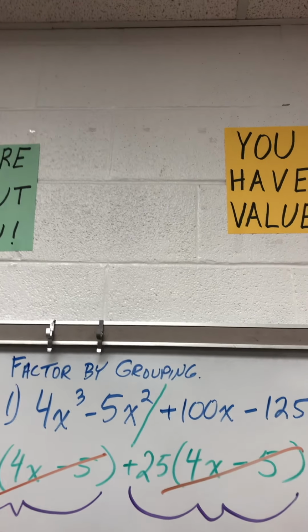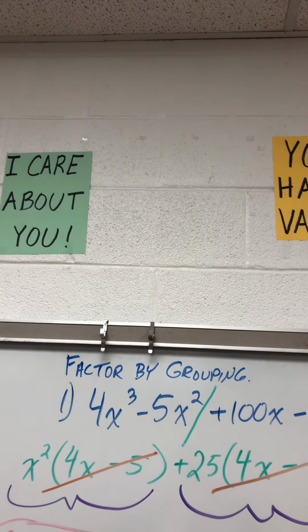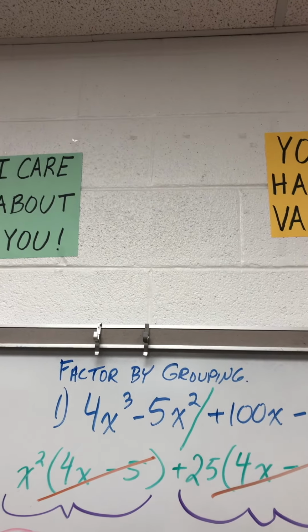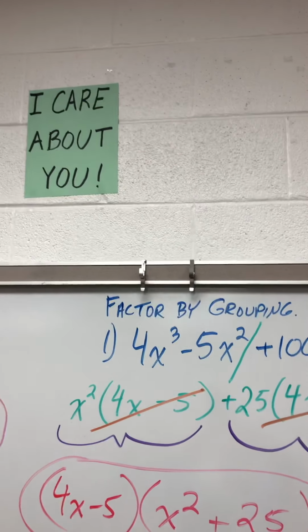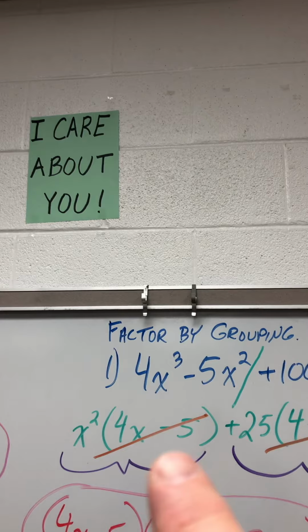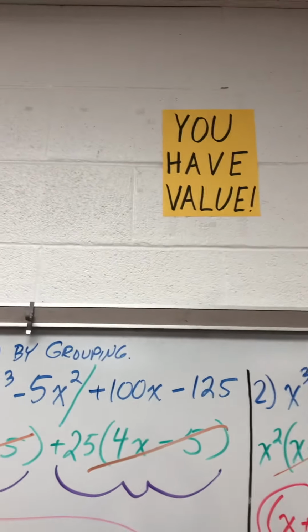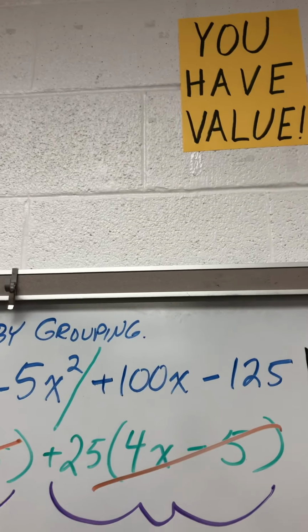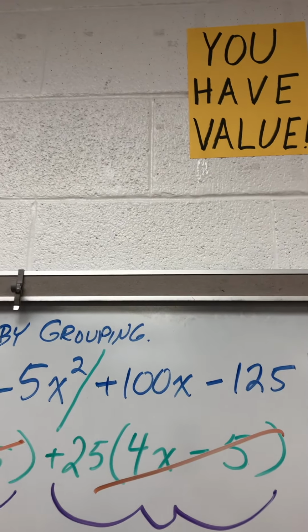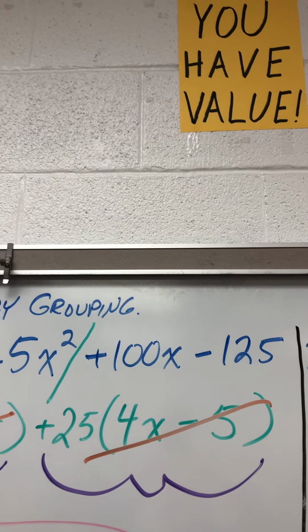Okay? And we're going to say, just in the first part, what's common to those two terms? There's an x^2 common to both terms. So if you take out x^2, you're left with 4x - 5. What's common to these two terms? You take out 25, which is common to both, and then 4x - 5 is left.